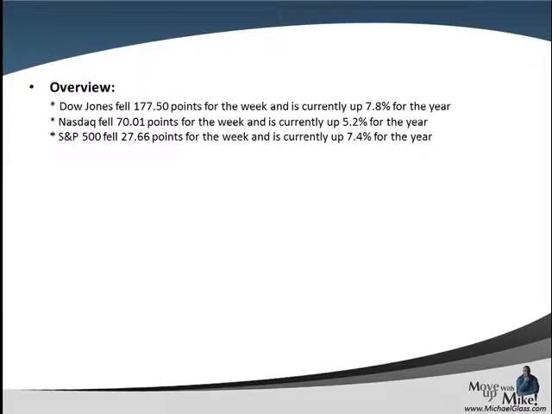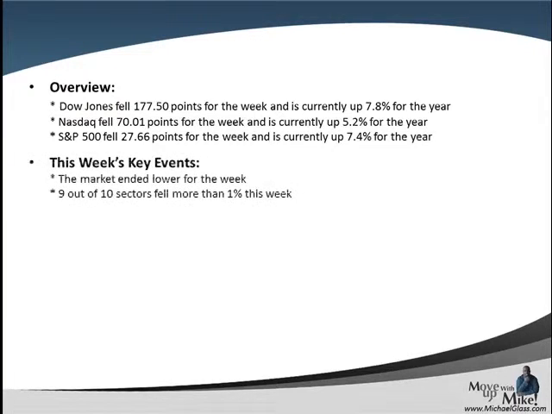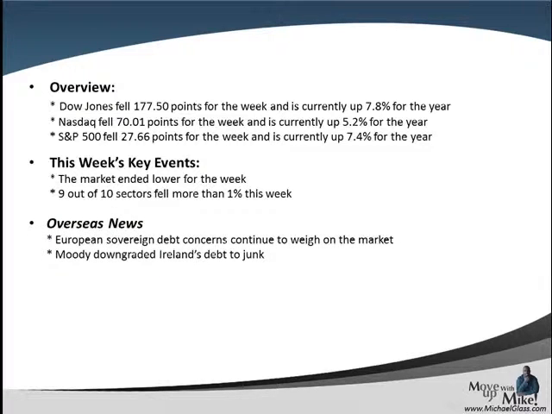So as we begin to look at the price action for the week, we can see that all three major indices, the Dow, the NASDAQ, the S&P 500, all ended the week lower this week. 9 out of 10 major sectors fell at least 1%, led by financials. We did have continued debt concerns over in Europe. Moody's downgraded the debt for Ireland. Italy is voting on their austerity cuts. So there are obviously still concerns over what's going on in Greece.